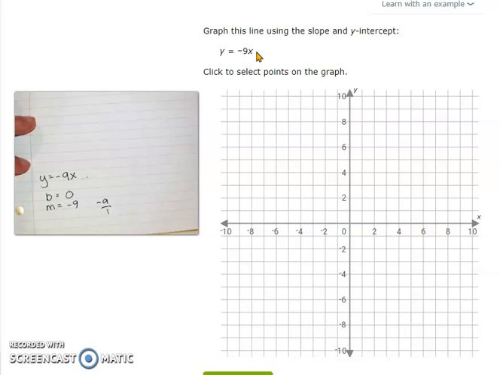Okay. So now I'm going to graph this. Remember, we begin with B and we move with M. So I'm going to plot my point at 0. I'm beginning with B. And my slope is negative 9 over 1, or negative 9. And slope is rise over run. So I'm going to go down 9, because remember, we always move from left to right. I'm going to go down 9, and I'm going to go over 1. And this line right here is y equals negative 9x.